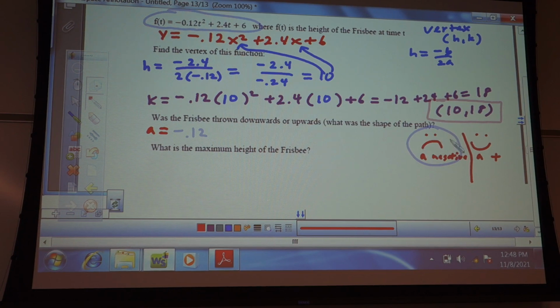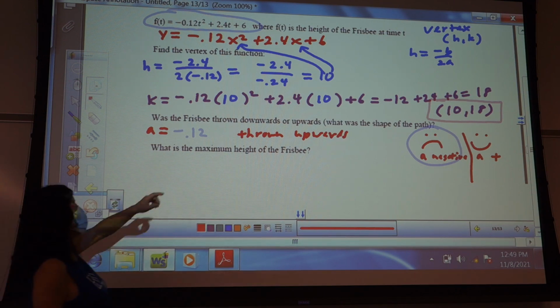Downward. No. If it's unhappy, it means it was thrown upwards and then came down. Does that make sense? I was just thinking it came down, so it was going downwards. But you're talking about the first part of it. Yeah.